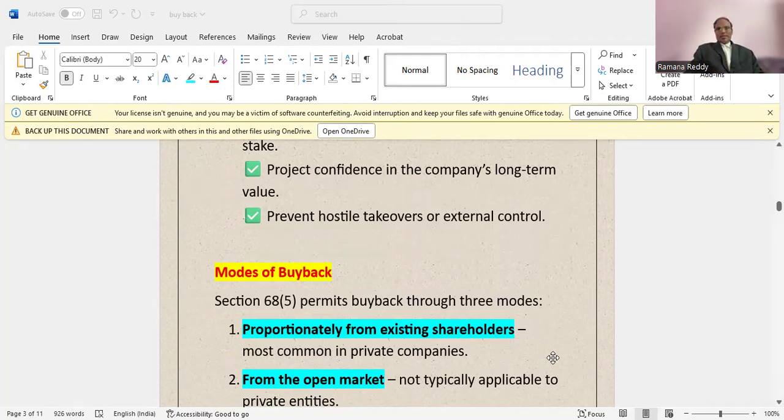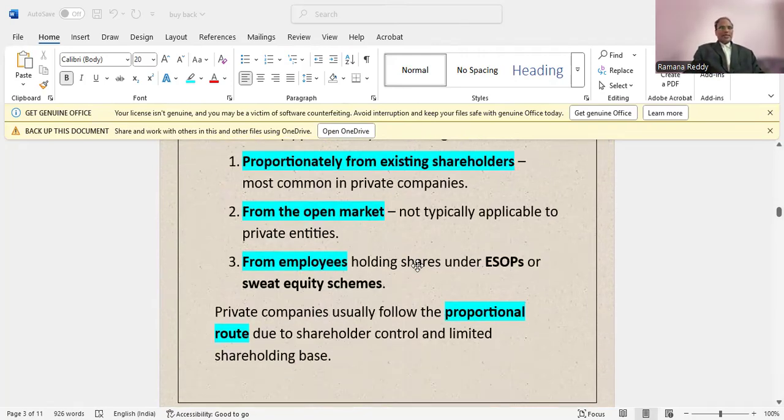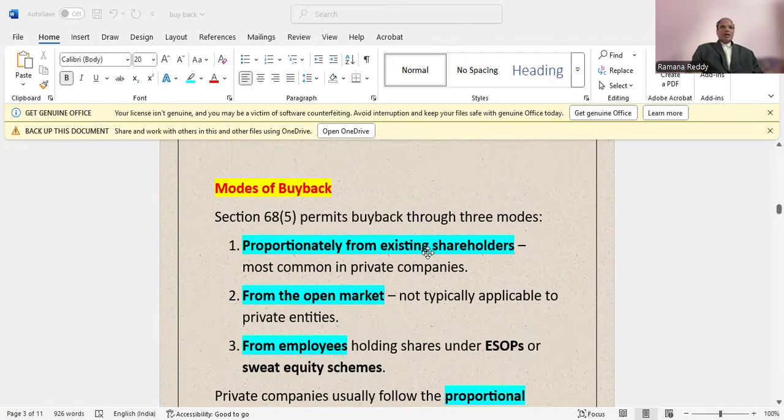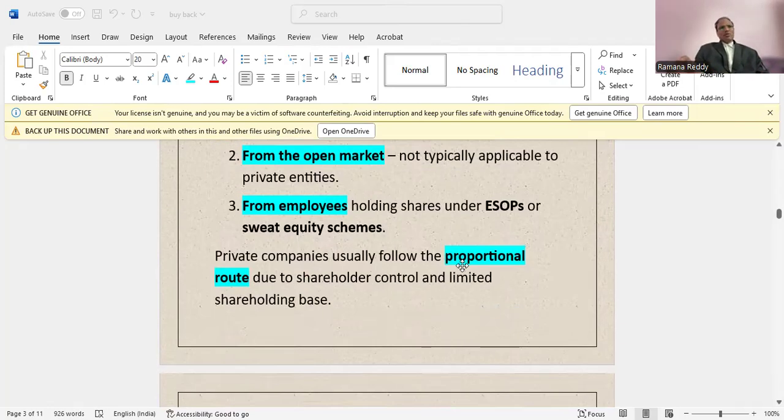What are the modes of buyback? Modes of buyback are three. Number one, proportionately from existing shareholders, most common in private companies. Second, from the open market. It is not typically applicable to private companies. Third, from employees holding shares under ESOPs or sweat equity. Private companies usually follow the proportionate route from existing shareholders due to shareholder control and limited shareholding base in private companies.